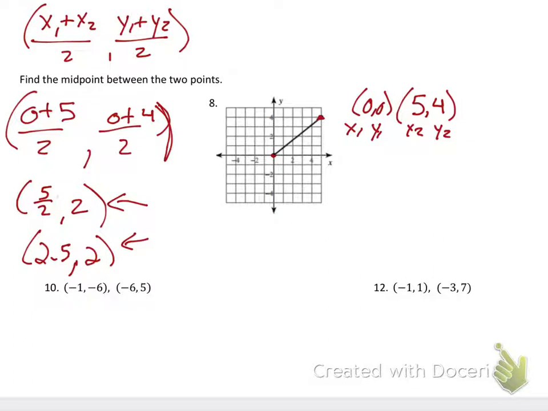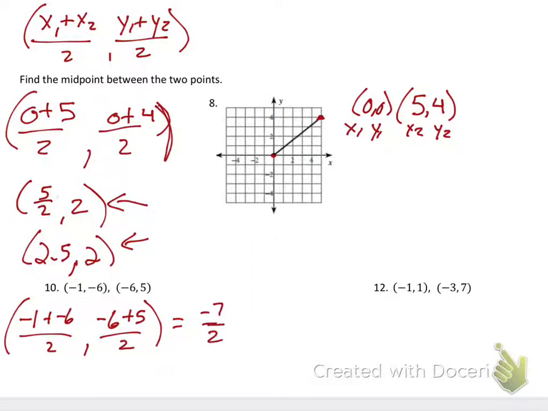All right, let's do the same thing. x1, x2, y1, y2. So I'm going to do -1 plus -6 over 2. That's going to be my x spot. Then I'm going to do -6 plus 5 over 2. So -1 plus -6 is -7 over 2 in my x, and then -6 plus 5 is -1, so -1/2.